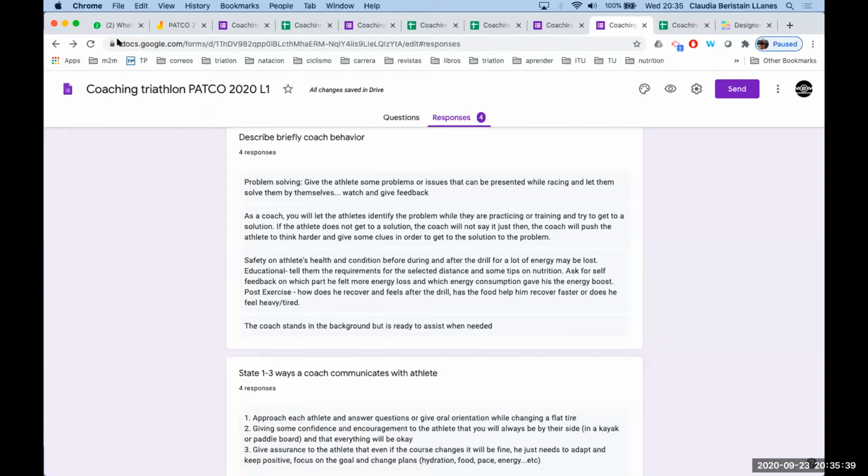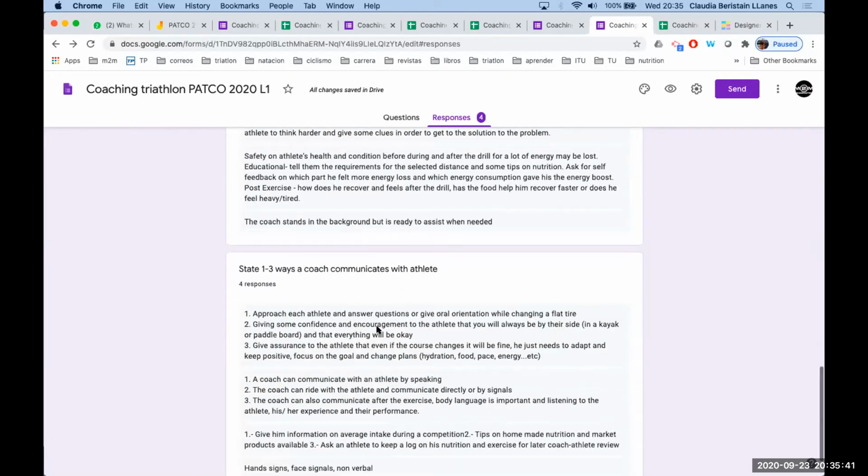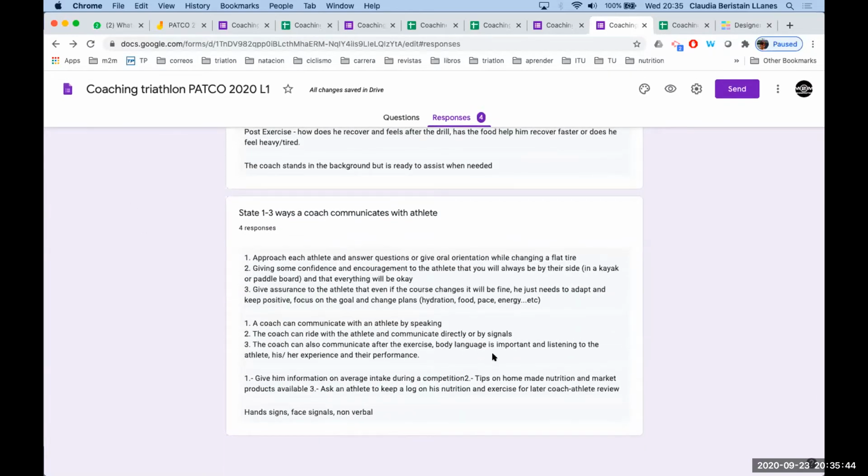And three ways for the coach to communicate with the athlete is, which one is ours, Cloud? The second one? Okay. One is talking with the athlete. The other one is that we can write with the athlete and communicate directly with talking and with signals. And the other one is, after the exercise, to listen to the athlete, what is his or her experience and how was the performance, and then based on that, do something.